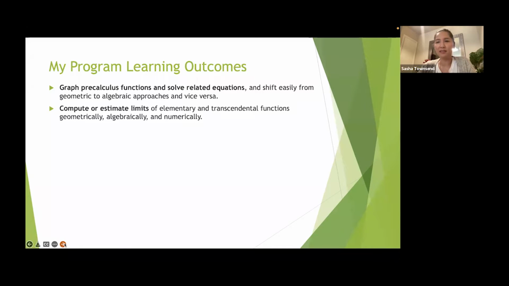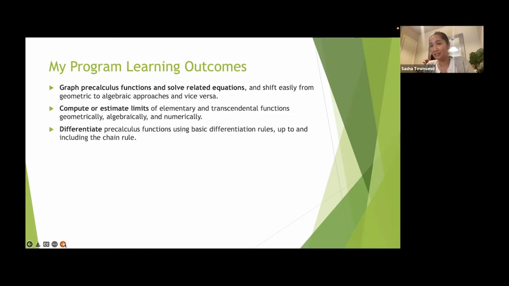And then, of course, we want them to know how to compute or estimate limits geometrically, algebraically, and numerically. And of course, the two big things for calculus: we want them to know how to take a derivative and we want them to know what it means. We want them to know how to take an antiderivative or evaluate a definite integral, and we want them to know what it means. So we want them to be able to differentiate pre-calculus functions, all of your basic functions, including exponential and logarithmic functions, using your basic differentiation rules up to and including the chain rule.